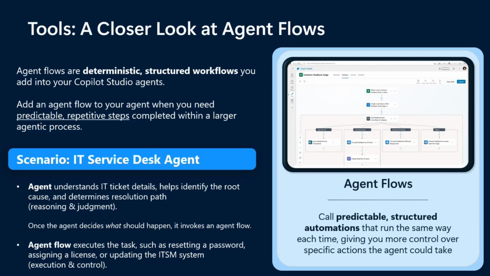So the agent, again, is understanding, for example, maybe a new email comes in and it's got ticket details in it. The agent's understanding the IT ticket details. It then goes out to a knowledge source to identify the root cause and determine the resolution path, right? That's where we're leveraging the agent to do the reasoning and the judgment. And that's where the agent is fully needed. But once the agent decides what should happen, we'll invoke an agent flow or a cloud flow, right? And that flow then executes the task, doing things like, hey, reset a password, or update our ITSM system, or call this API, right? And again, we're leveraging that for execution and control.